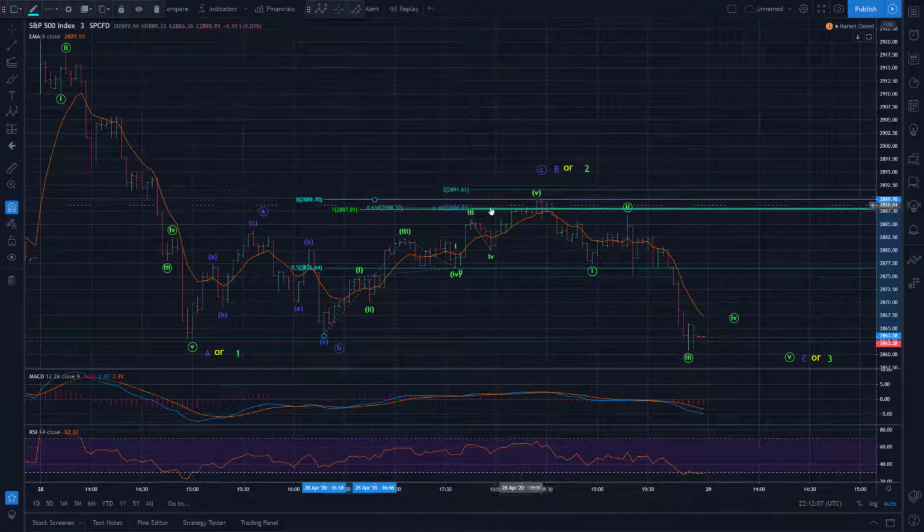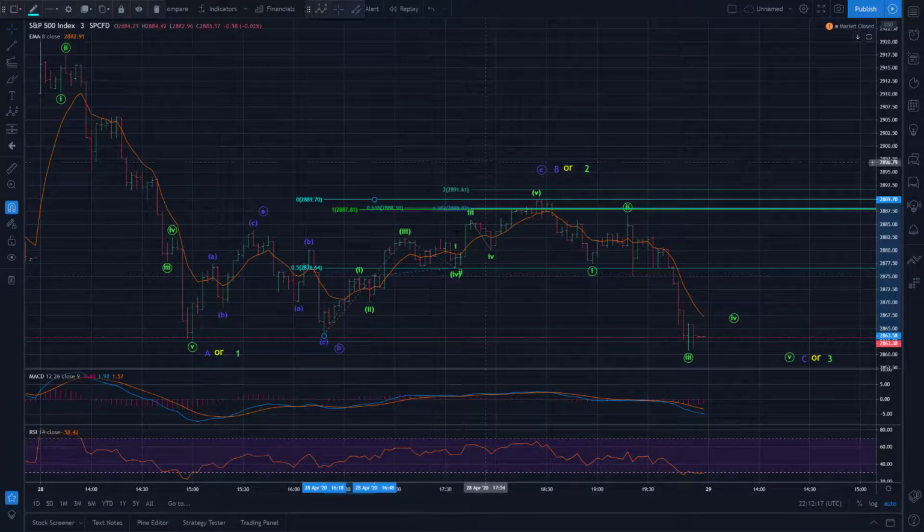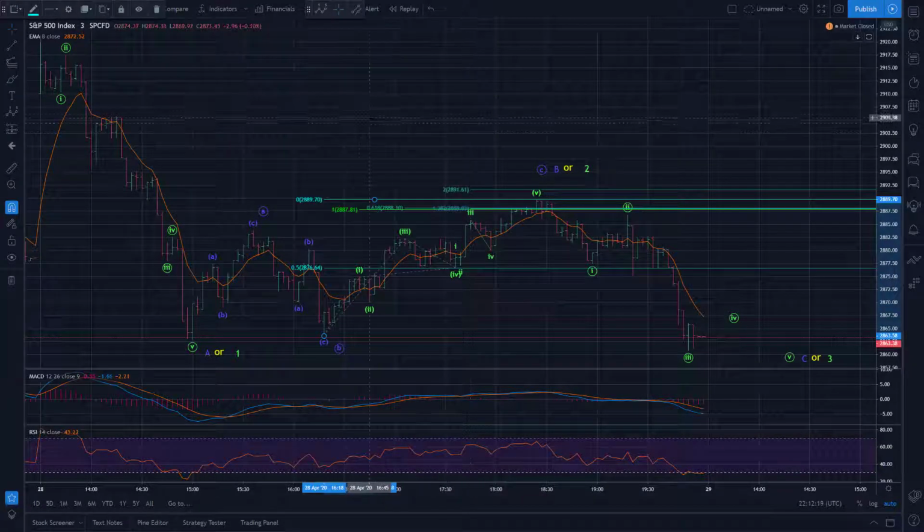And when you do all that, you get a nice cluster, a high confidence zone for the market to peak out and reverse. Or if you're doing a fifth wave to the downside, peak out and turn back up. So hopefully that was helpful.